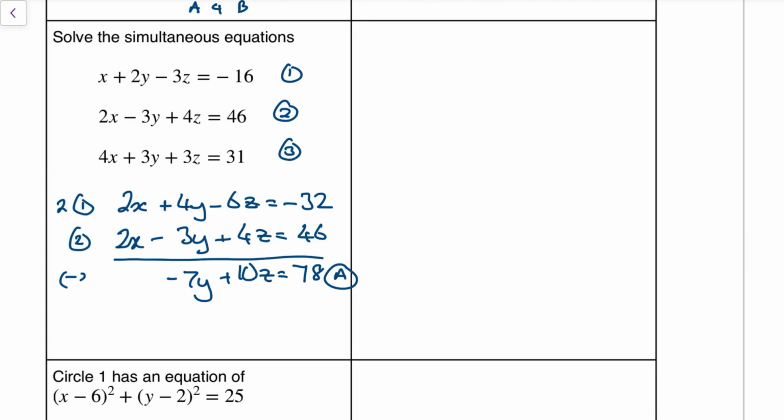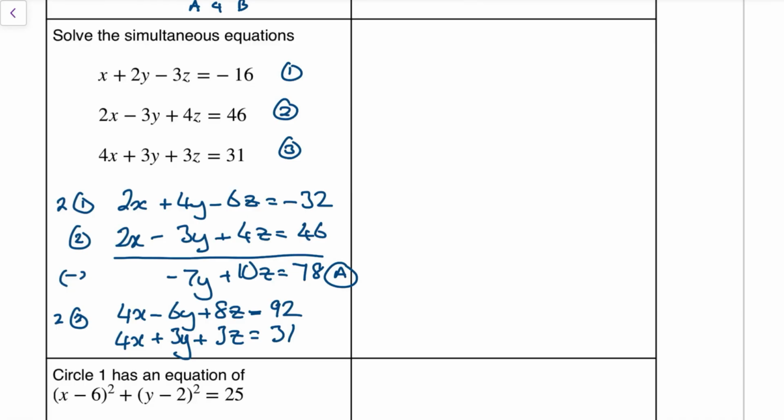Okay, that doesn't look brilliant, does it? But that will do. And then what am I going to do next? So let's do 4 times 1 and then 3. No, let's double 2. So let's do 2 times 2, which is going to be 4x minus 6y plus 8z equals 2 times that is going to be 92. And then I'm just going to write the other one underneath. So 4x plus 3y plus 3z equals 31. We'll do top minus bottom. So minus 6 minus 3 is minus 9y. 8 minus 3 is 5z, and 92 minus 31 is 61, so that's my B.